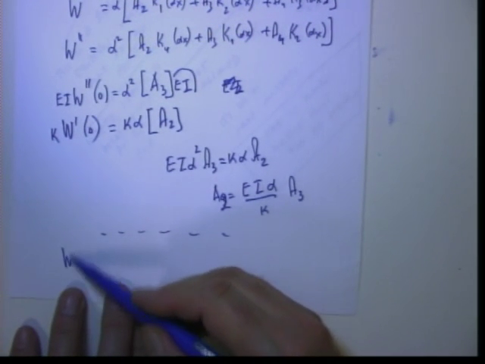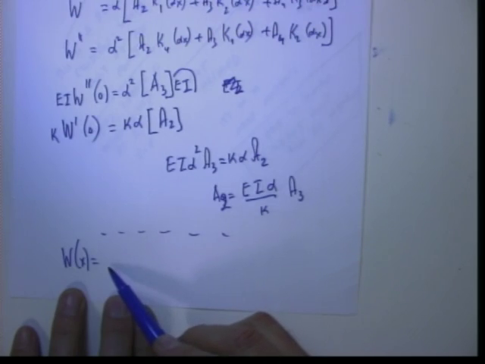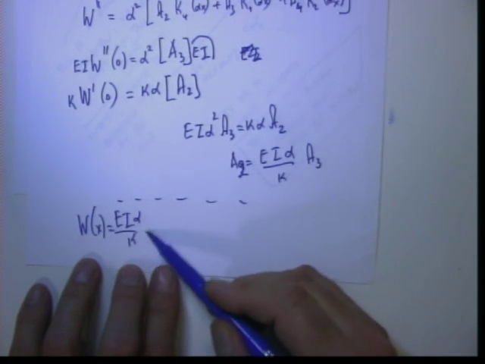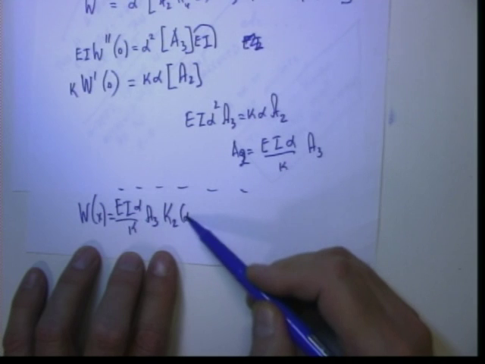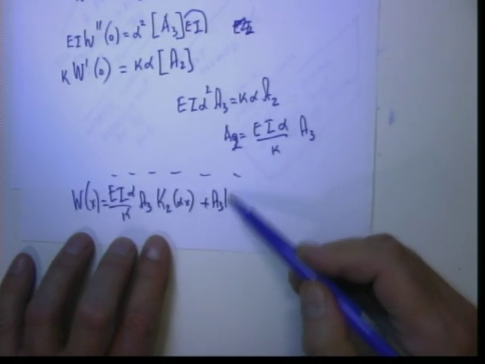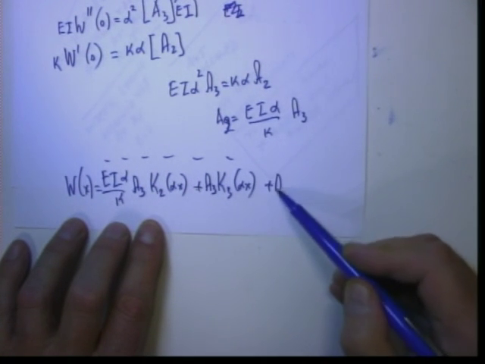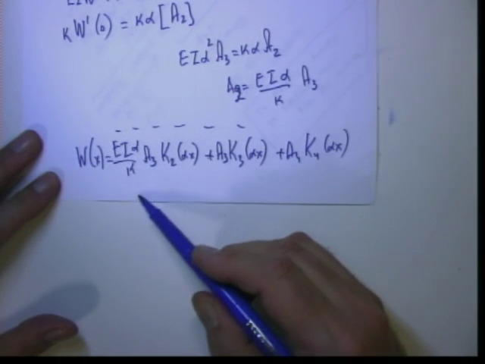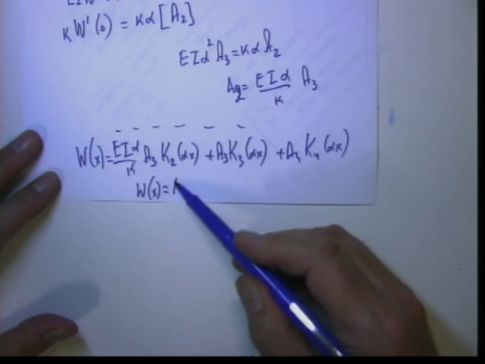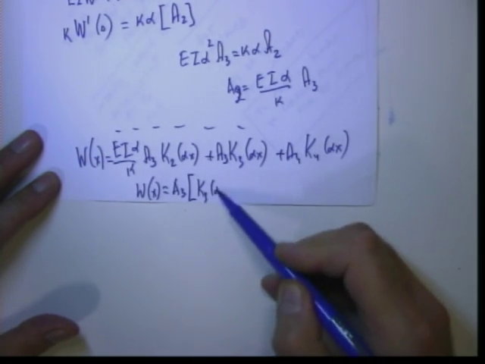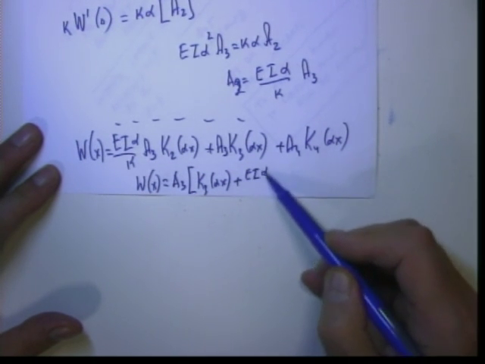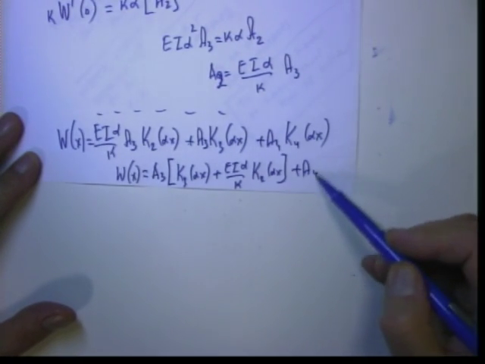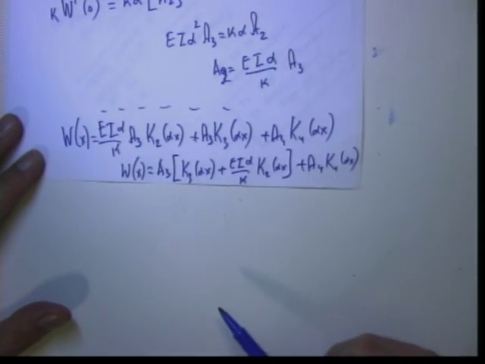So W of x equals, instead of a2, we write EI alpha over k a3, K2 alpha x plus a3 K3 alpha x plus a4 K4 alpha x. Or we can take out this a3. It will be W of x equals a3 times K3 alpha x plus EI alpha over k K2 alpha x, plus a4 K4 alpha x, etc.